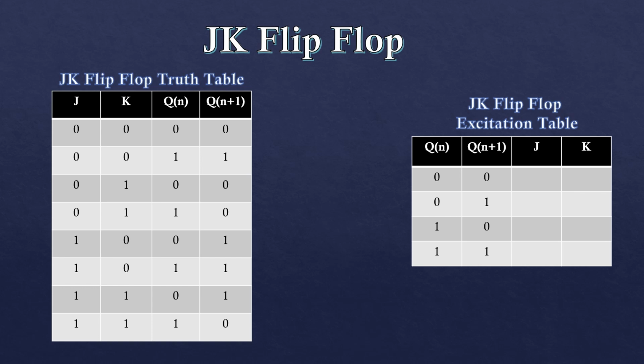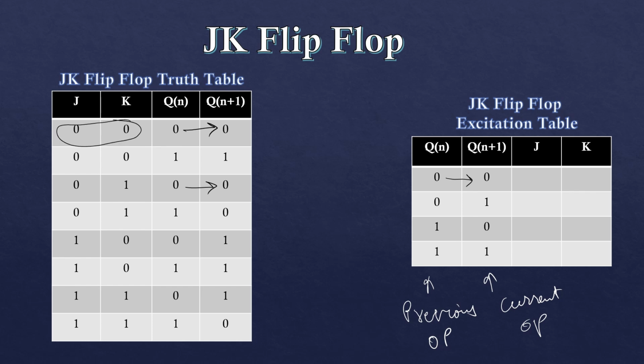Coming on to the JK flip-flop excitation table. How can we fill it? So what is excitation table? This is previous output and this is current output. Okay, now let us analyze. So when output changes from 0 to 0, what is the J and K value? You can see here it changed from 0 to 0 and here it changed from 0 to 0 in the truth table. So the J and K values are 0, 0 and 0, 1. So J value is compulsorily 0 here and K value is 0 or 1. So it will be X.